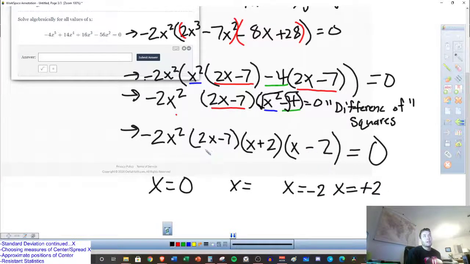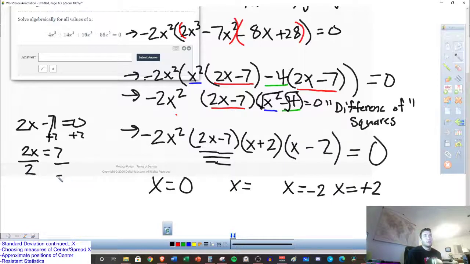Then let's look at this one right here. I need to set that equal to 0 and solve for it, because it's not going to be positive 7. This is actually going to be a fraction whenever you see this. So this is 2x equals 7 because I add 7 to both sides. And then we're going to divide by 2. This goes away, I get x equals 7 halves. So that's going to be what our answer is.